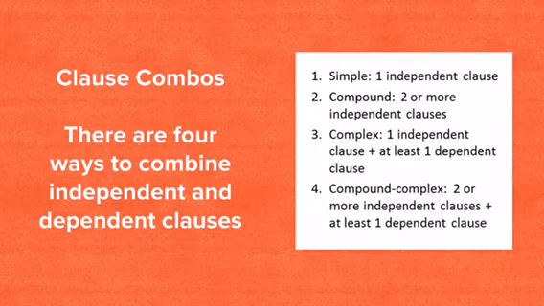Now that you've learned all about independent and dependent clauses, let's learn about clause combos, or in other words, sentence types. There are 4 ways to combine independent and dependent clauses. Number 1, a simple sentence, which just contains one independent clause. Number 2, a compound sentence, which contains 2 or more independent clauses. Number 3, a complex sentence, which includes one independent clause and at least one dependent clause. And finally, number 4, a compound complex sentence, which includes 2 or more independent clauses plus at least one dependent clause.